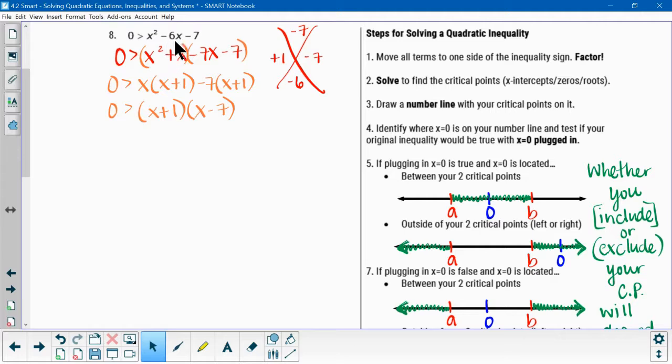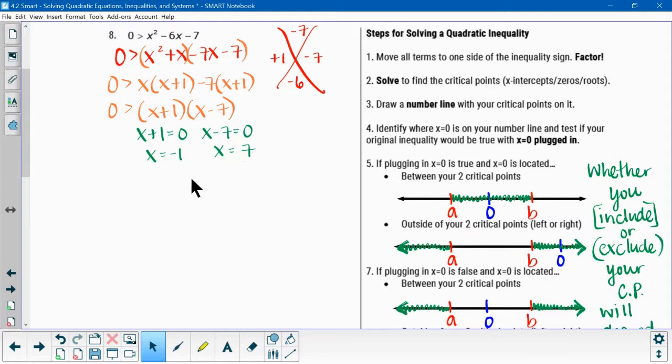The factoring step is going to start picking up. I split my middle because -7 multiplied, -6 added. The only terms that work with is -7 and +1. Split my middle, did my grouping, and I got my factors to be x plus 1, x minus 7. So I'm going to set both of these factors equal to 0 to get my critical points of x equals -1 and x equals 7.